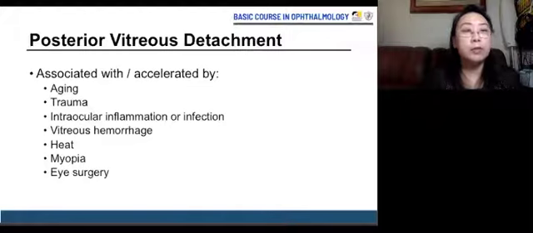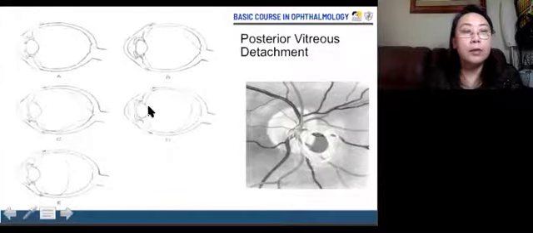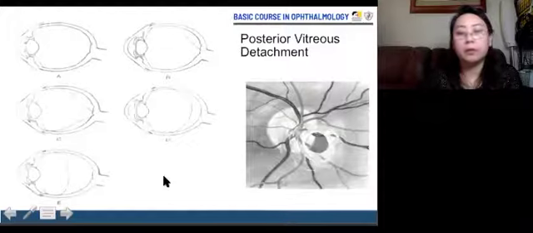As was mentioned, posterior vitreous detachment is associated with age and can be accelerated by trauma, intraocular inflammation, presence of vitreous hemorrhage, heat, myopia, and eye surgery. This picture shows the process of vitreous detachment. The last one to detach is in the area of the optic nerve head. This is what I previously mentioned as the original connection in the optic nerve head, called the Weiss ring.